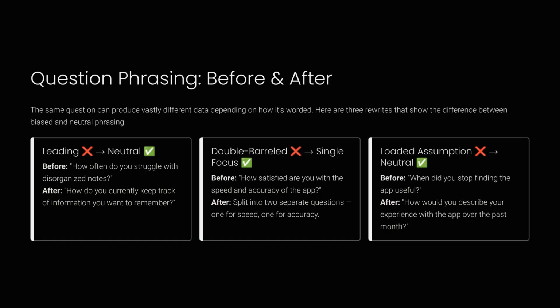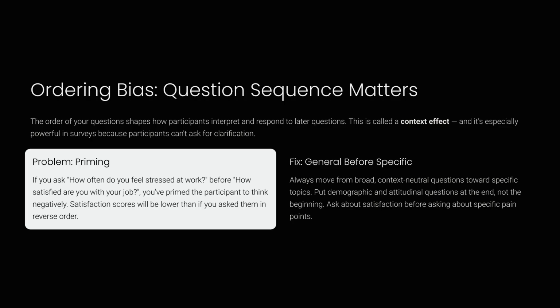By shifting from leading or double-barreled questions to neutral, single-focus questions, you ensure the data you collect is reliable and accurate. Let's discuss ordering bias. The sequence of your questions significantly impacts how participants interpret them. Known as a context effect, this is particularly potent in surveys where participants cannot ask for clarification.